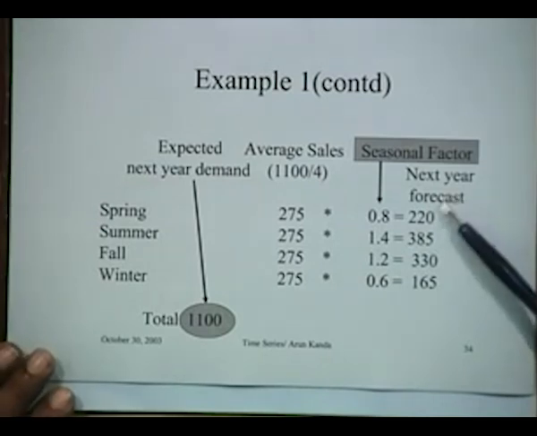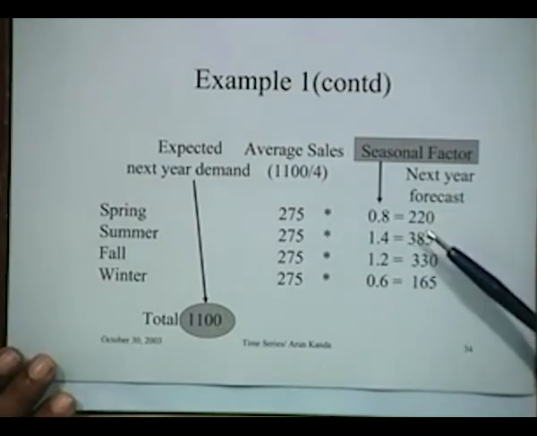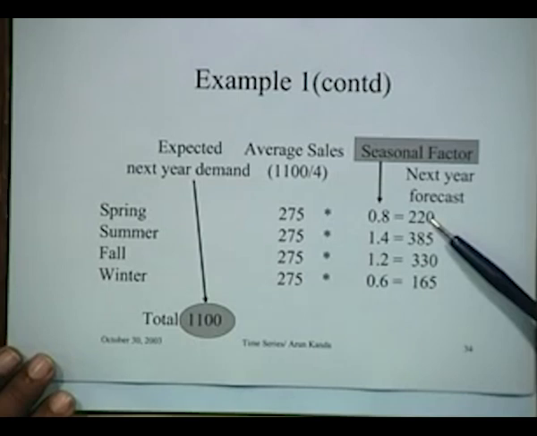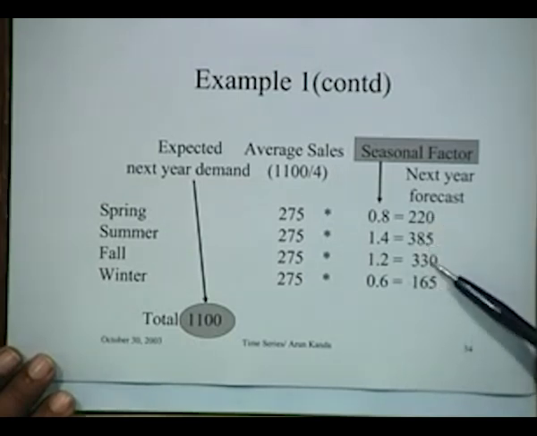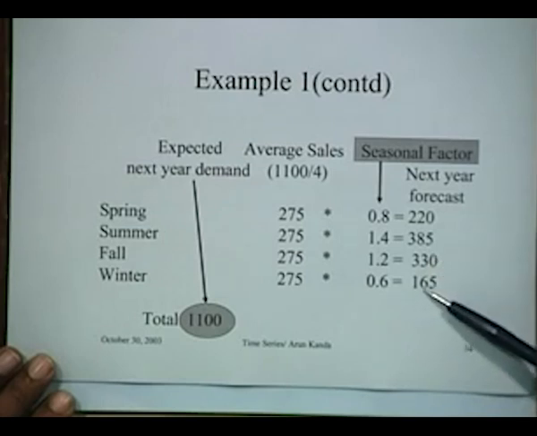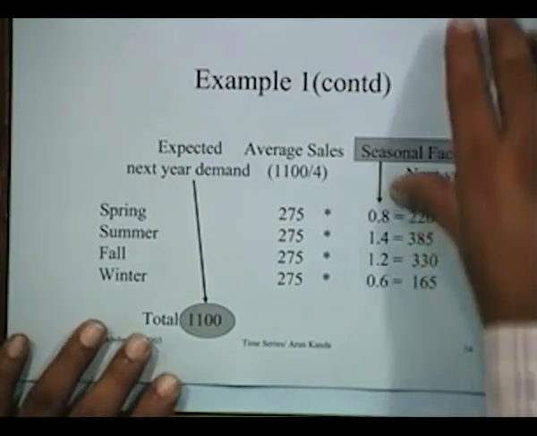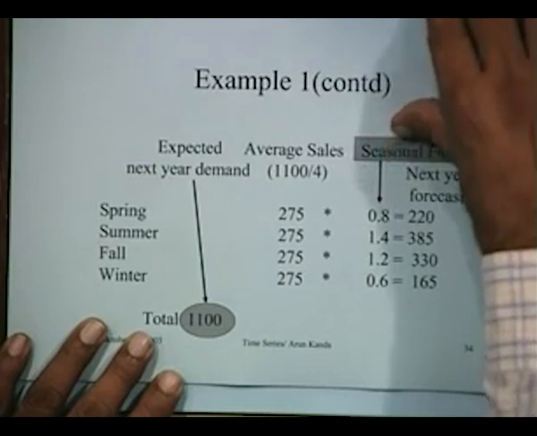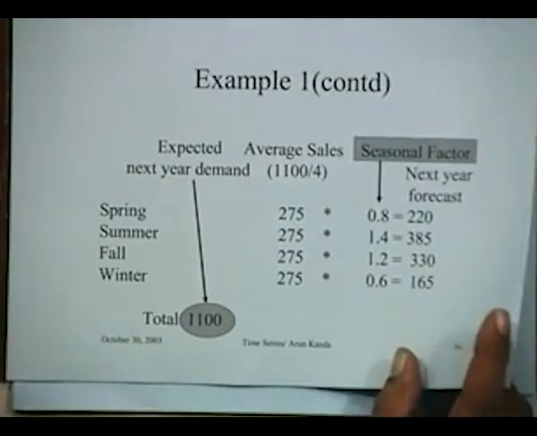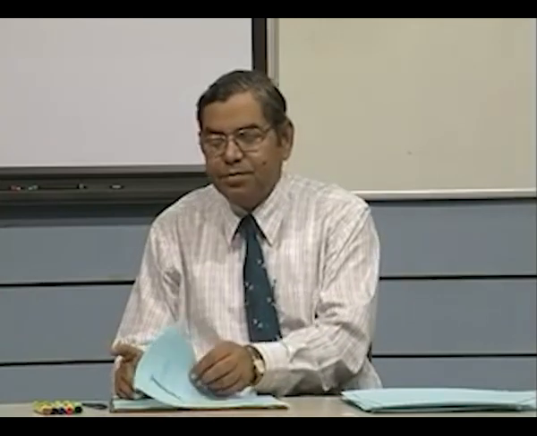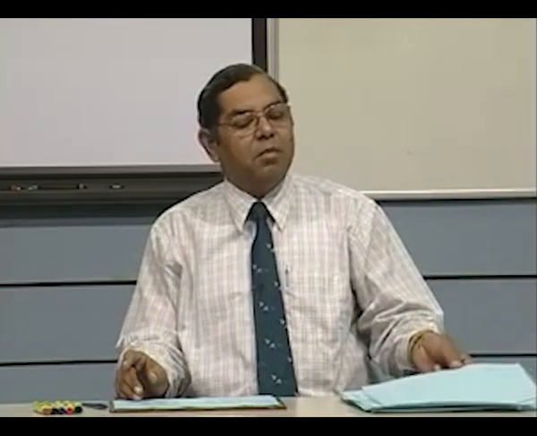The intention was to obtain a forecast for next year. So we know that the demand for spring is likely to be 220, the demand for summer is likely to be 385, this is likely to be 330, and this is likely to be 165. So this was a very simple example to basically give you an understanding of the use of seasonal factors and the average demand, which is the basic trend, that we assumed rose by 10%, right? Let's take a slightly more complicated example.